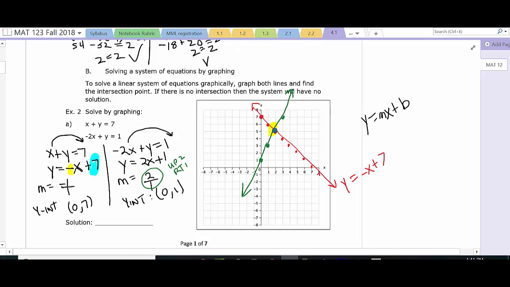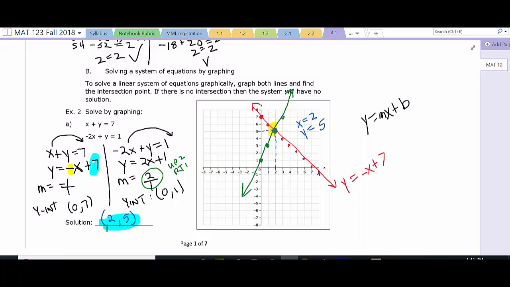If you figure out that intersection point, then you have the answer. So your intersection's right here. It looks like the x value is 2, and it looks like the y value is 5. So you just write this as the point (2, 5). That's the answer to the problem. If they intersect somewhere, that's going to be the solution.